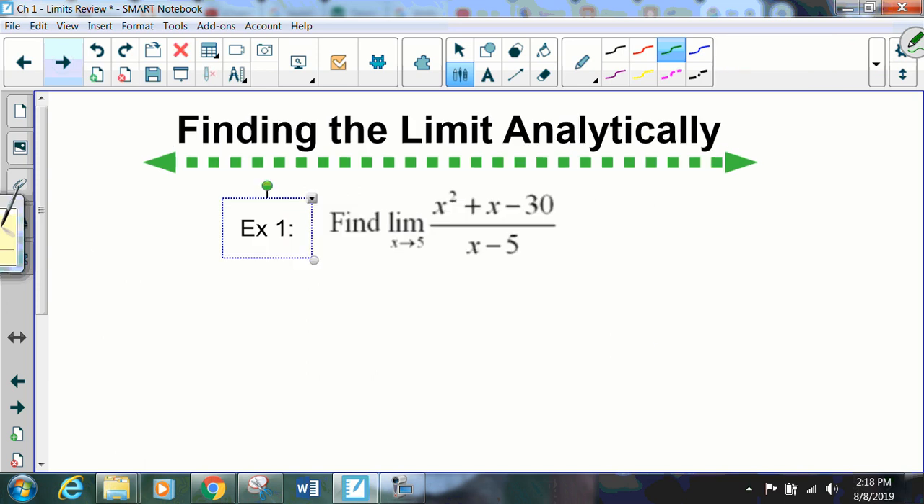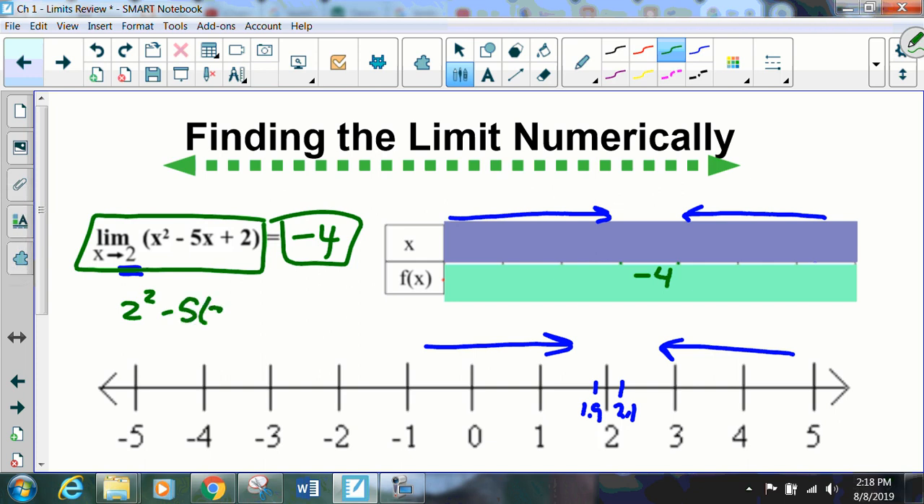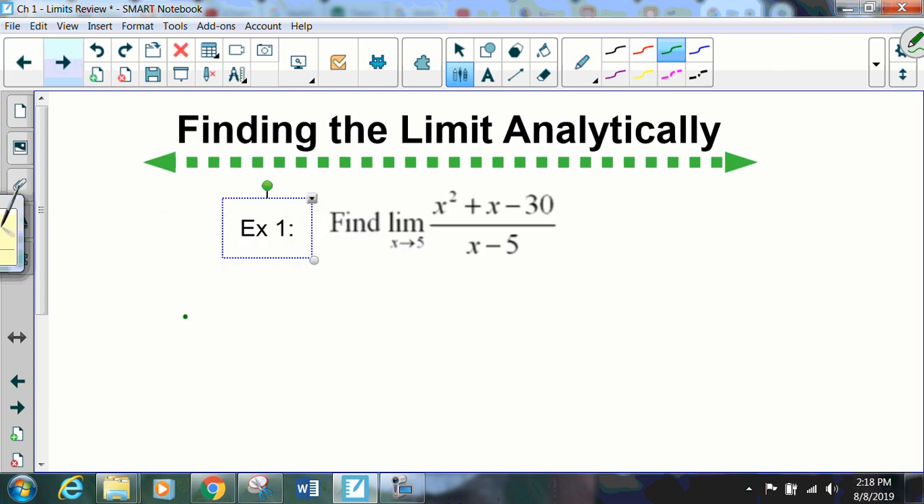Okay, and then let's go to analytically, because obviously in the last one, if someone asked us to find the limit analytically, we would just plug 2 in, right, into every single x, and we'd solve and get -4, and we'd be done. That would be the limit. And so, no, they need to give us ones that are not that easy, right?